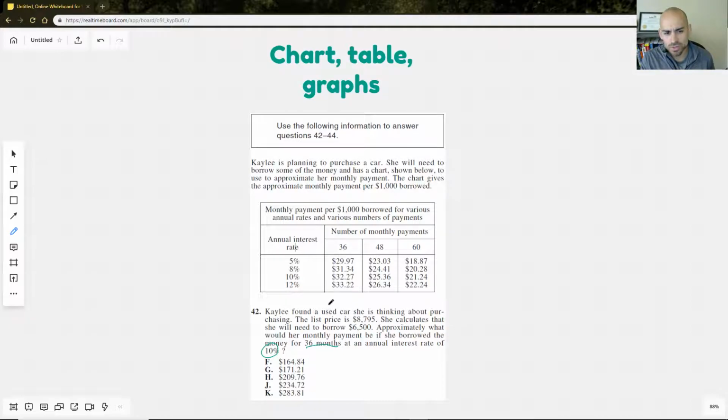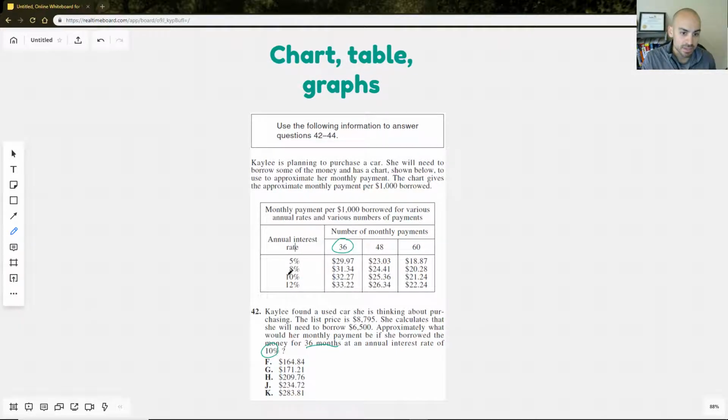Okay, well, let's see what's going on here. Let me see if this table alone can answer my question. If need be, I will read this paragraph, but I don't want to waste my time if I don't have to. So I'm going to go just into this table and see what's up. Monthly payment for $1,000 borrowed for various annual rates and various numbers of payments. Okay, the number of monthly payments being described here, and I saw 36.